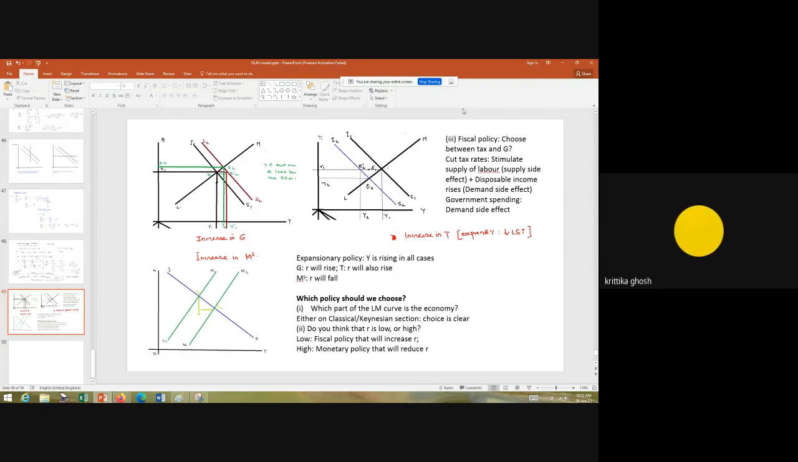In fact, maybe cutting taxes has a more direct, immediate and quicker effect, because increasing government spending has a lot of bureaucratic and infrastructural problems in getting the final effect of an increase in Y. Yeah, what you're saying is true, but let us assume that the economy doesn't have any friction.